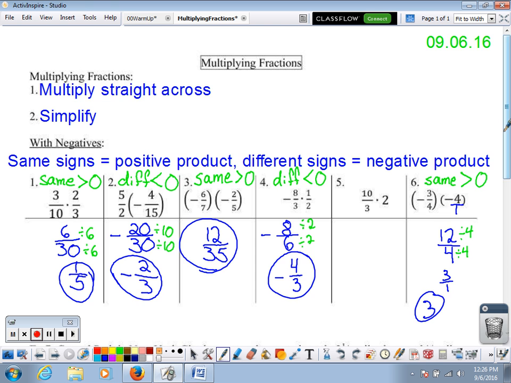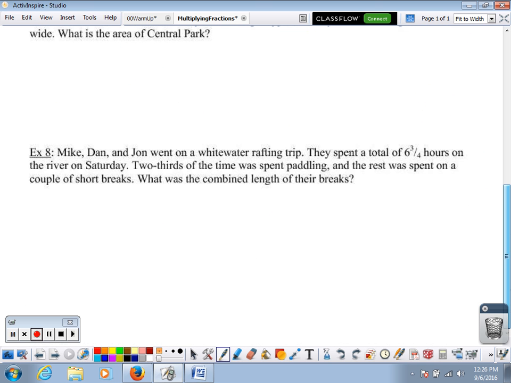All right. Let's take a look. Let's skip ahead and let's look at number 8. Now the key to any story problem is reading that story 3 times, at least 3 times, sometimes more. So let's read through this one time. Go ahead. Read right into here, please.